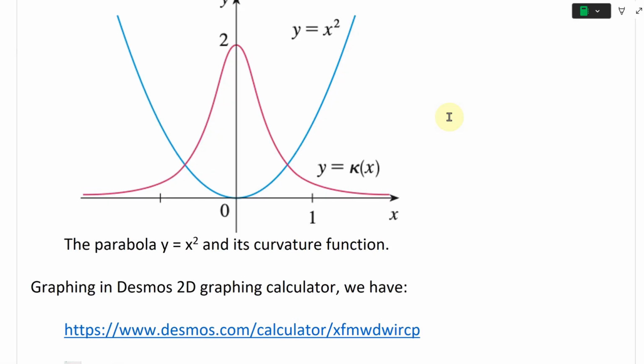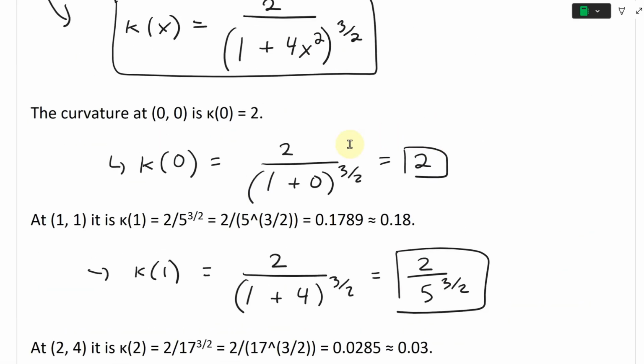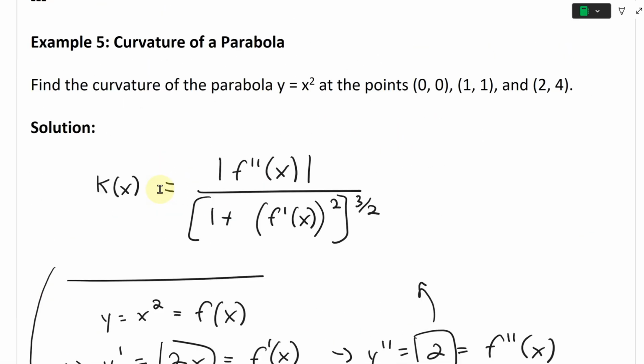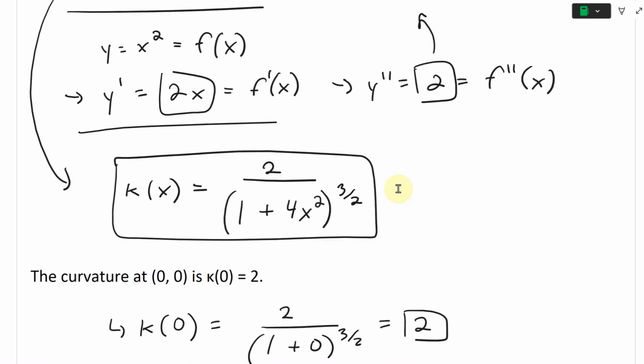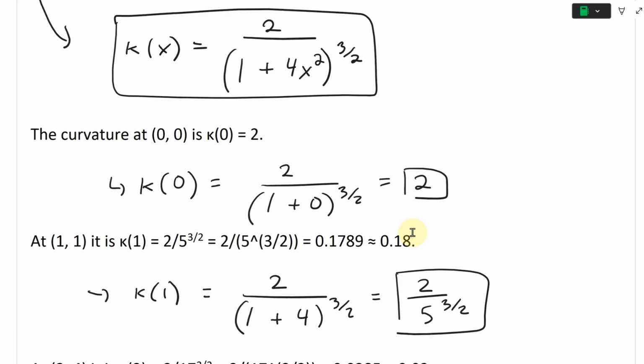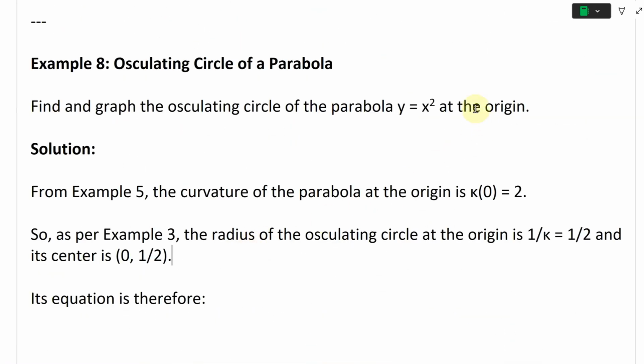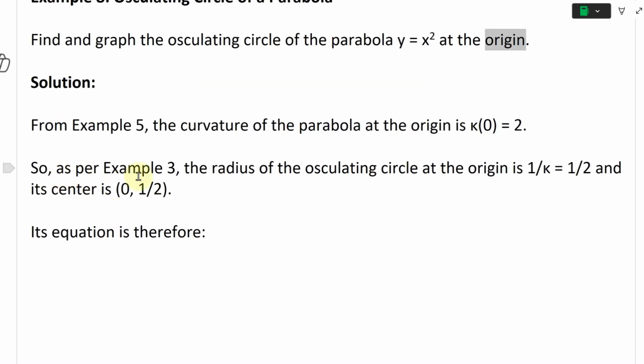We could quickly scroll all the way to example 5 to show you that. This is example 5 right here, and this is that parabola. At the origin of this parabola, y equals x squared, the curvature was 2. Since we're asked at the origin, if the curvature is 2, the radius of the circle is going to be 1 divided by 2. So the radius is 0.5, or 1 over 2. As per example 3, the radius of the osculating circle at the origin is 1 divided by kappa, which equals 1 divided by 2.